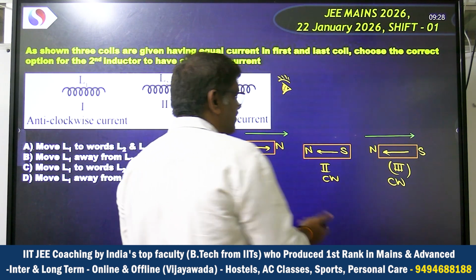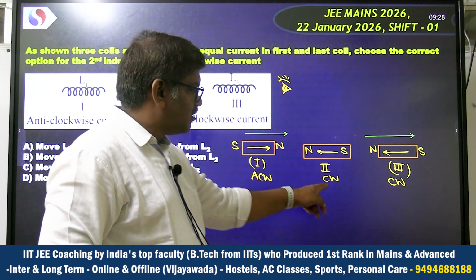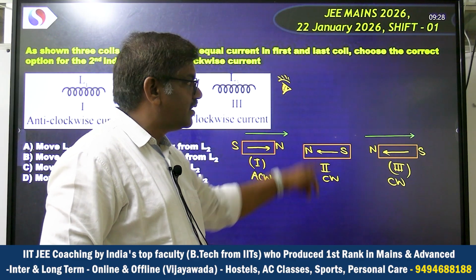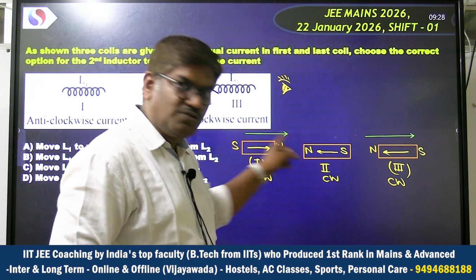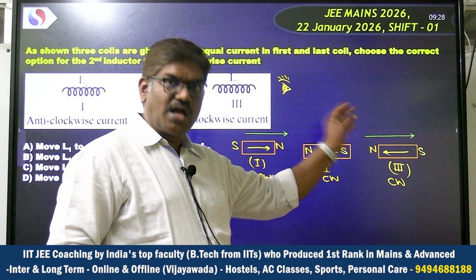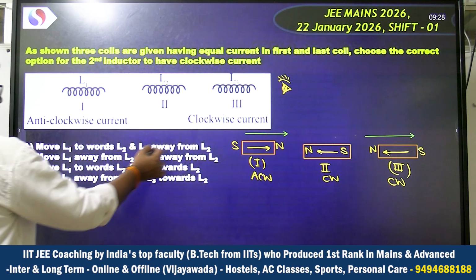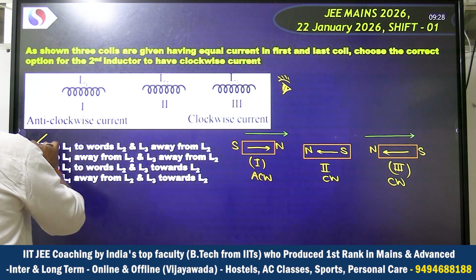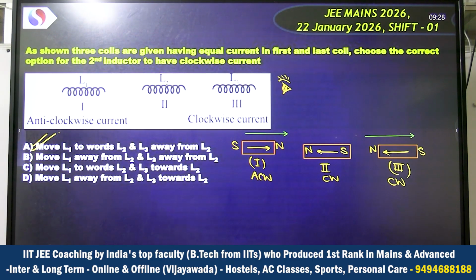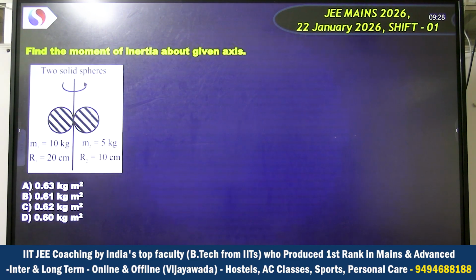So by this method, you can very easily see that I can only produce the clockwise current in the middle one when this L1 will be moving towards, and when this L3 will be moving away from L2. So move L1 towards L2 and L3 away from L2. My correct answer is option A. So if you do it this way, you will never get confused. You are always getting the right answer. Okay? That will be my simple method of analysis. Move to the next one.